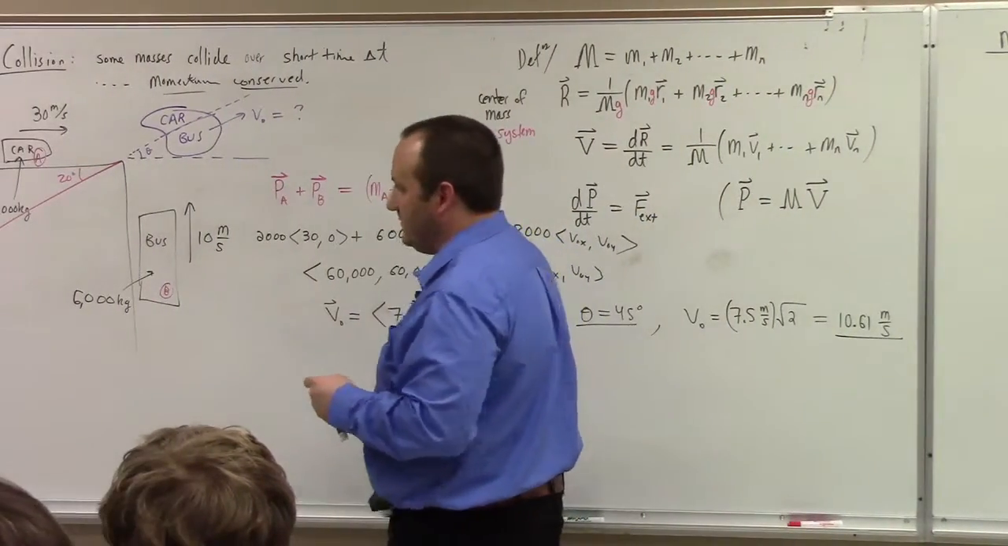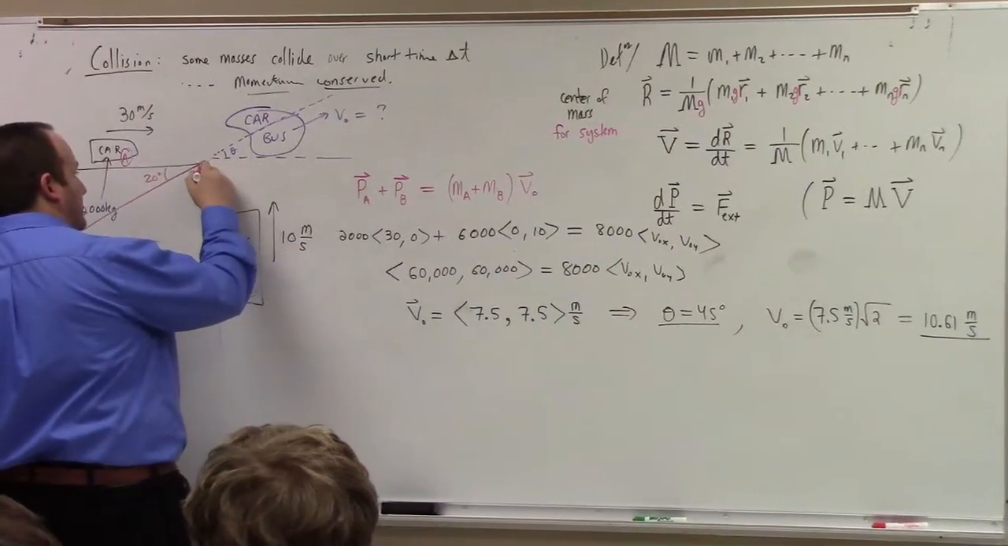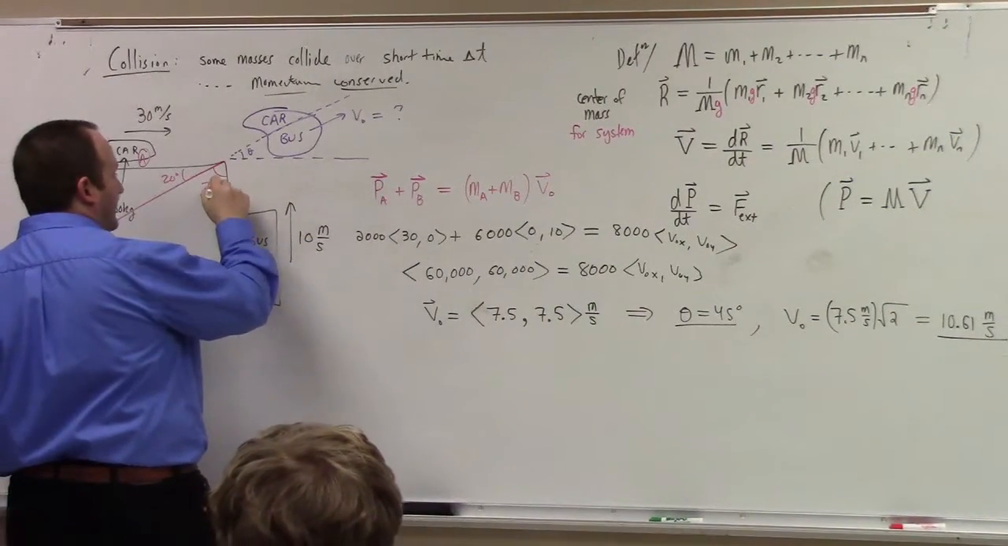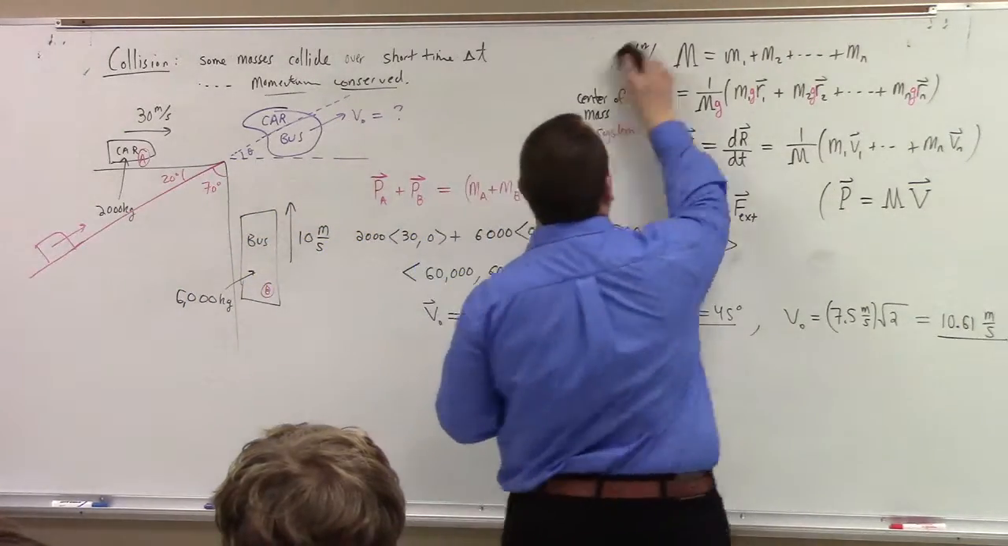How would that be different if we put the car, instead of the intersection being at a right angle, suppose the intersection was at a 70-degree angle? How would this analysis change, if at all?